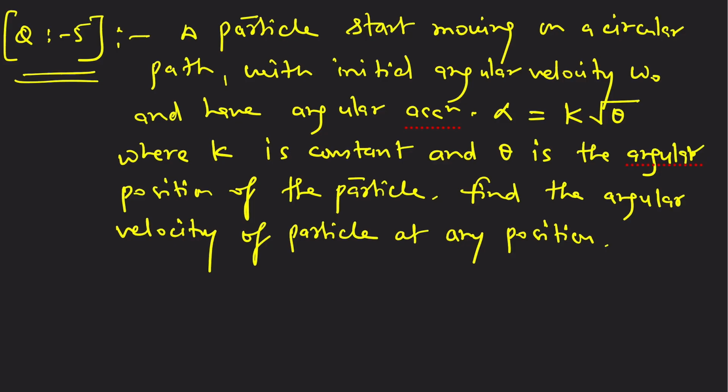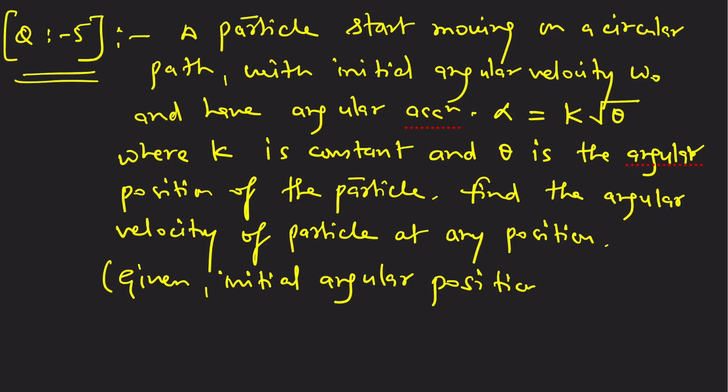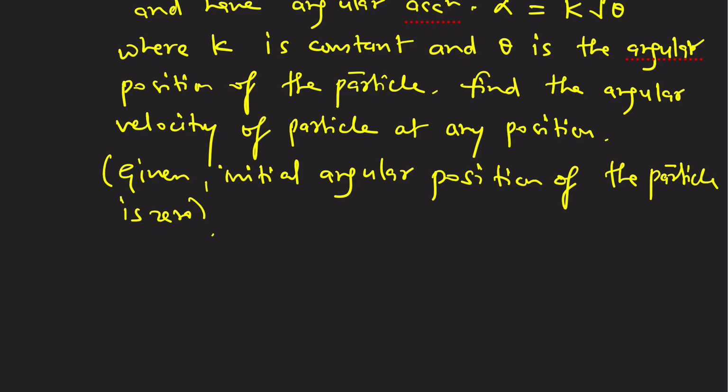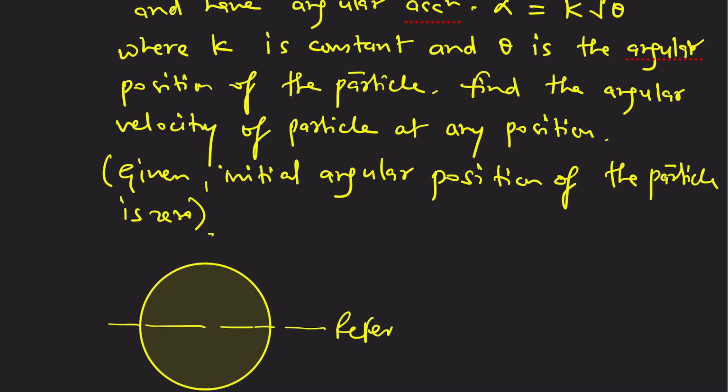And given, the initial angular position of the particle is 0. Okay, initial angular position of the particle is guys what? 0. It means that let's say this is your circle. So guys this is your reference line. So right now particle is here guys, and from here it is going to move.